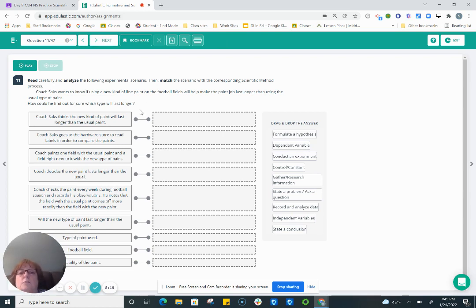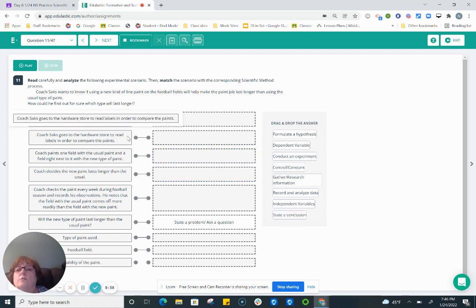This one here's the parts of an experiment. You identify what those parts are. This was about the coach wondering which paint would be better on a football field. So if you look at all these, formulate a hypothesis, that would be like an if-then question. So state a problem or ask a question. And then going to the hardware store and reading labels in order to compare paints, that would be gathering research.